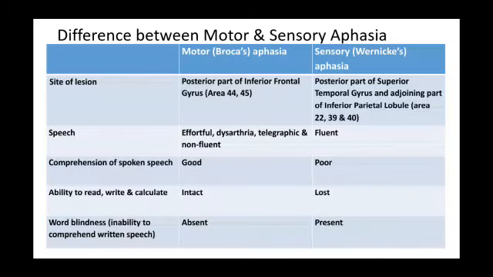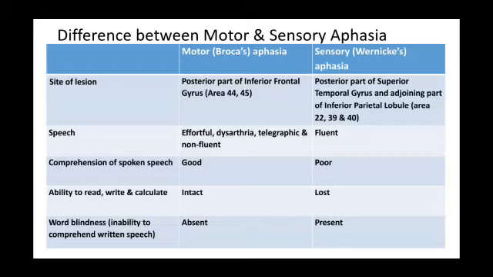Coming to the difference between motor and sensory aphasia: motor aphasia or Broca's aphasia, and sensory aphasia or Wernicke's aphasia. In Broca's aphasia, the site of lesion is in the posterior part of the inferior frontal gyrus, area 44 and 45. Whereas in Wernicke's, the site of lesion is the posterior part of the superior temporal gyrus and adjoining part of the inferior parietal lobule, area 22, 39 and 40.